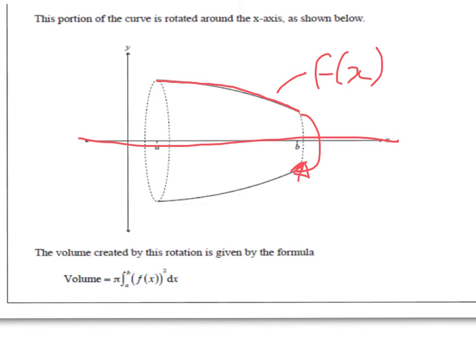and this creates a three-dimensional shape. So the volume created by this rotation is given to us by this formula. So volume is equal to pi times that integral there. You can probably see where this is going.